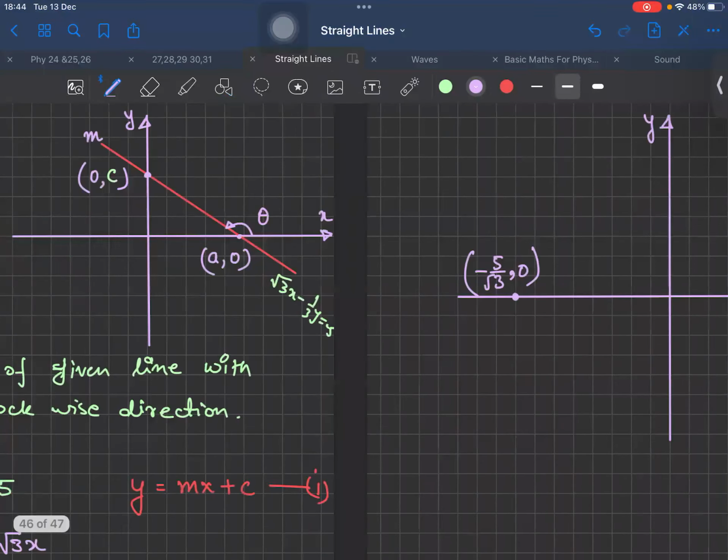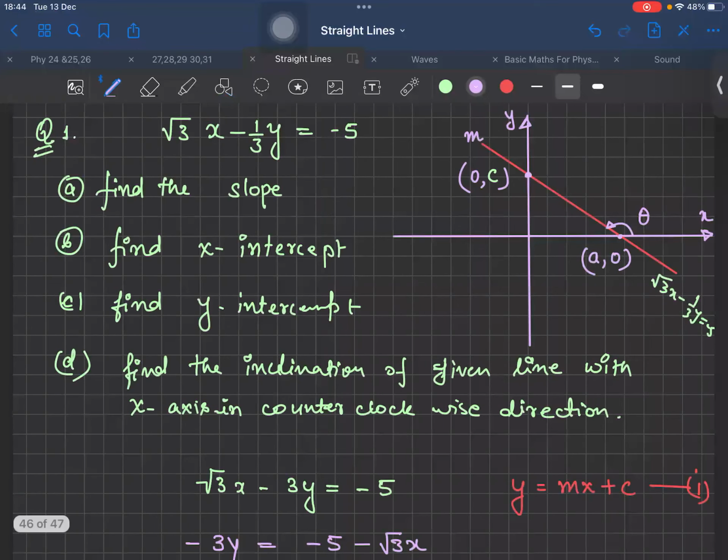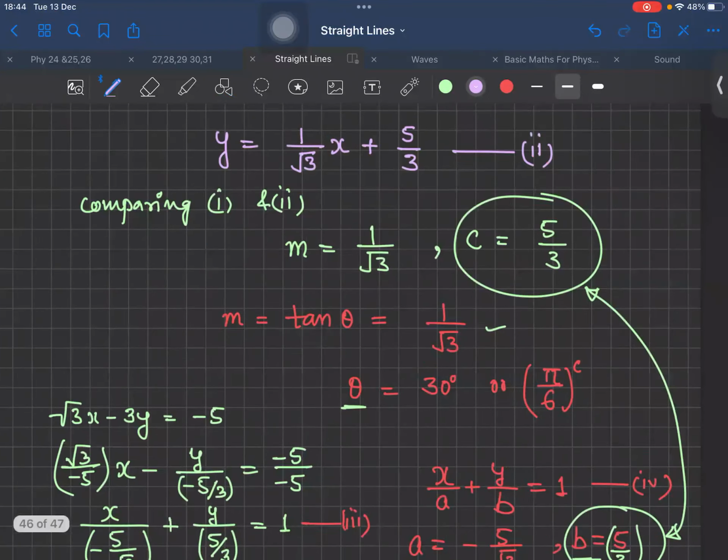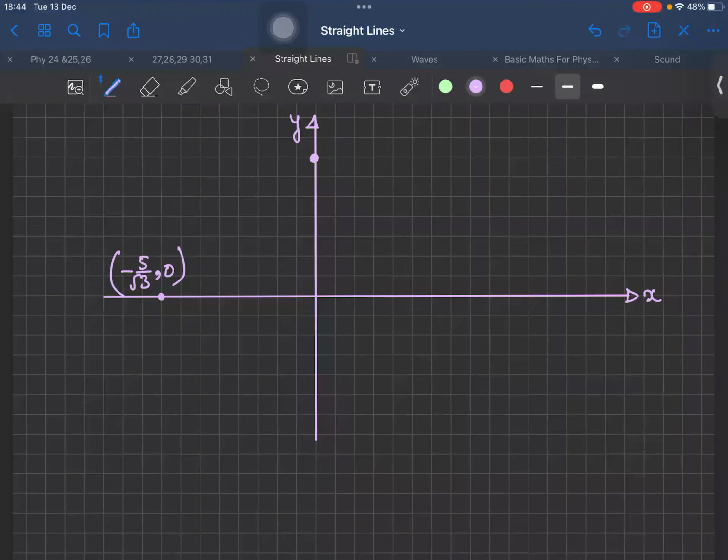And y-intercept, how much have we got? 5 by 3. So 5 by 3 is positive, so we'll go in the positive direction, let's say here, or it will be a little less. So this is 0, 5 by 3. Now just join these points. If you join these 2 points, the line will pass like this. So this is the line that we are given.